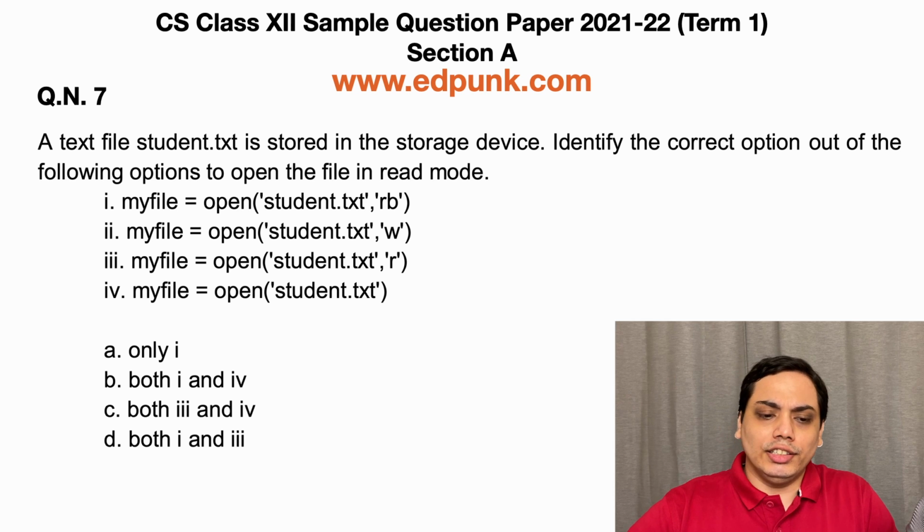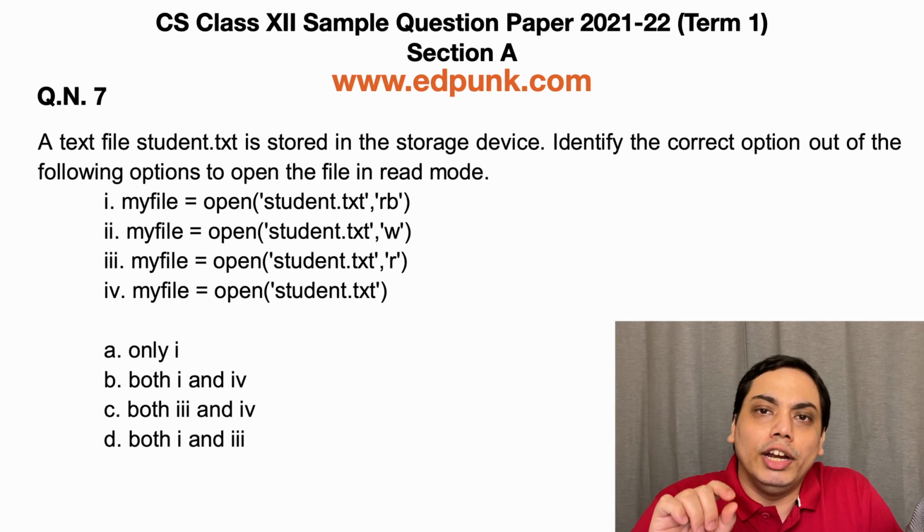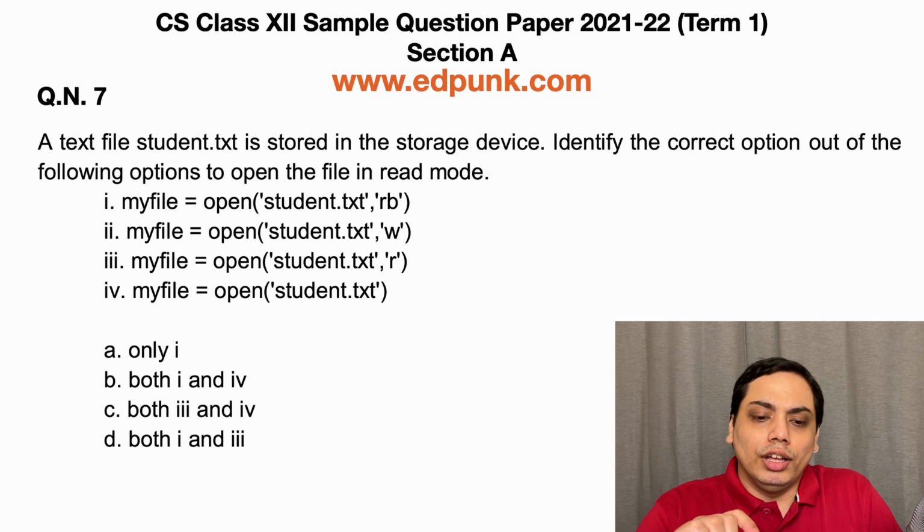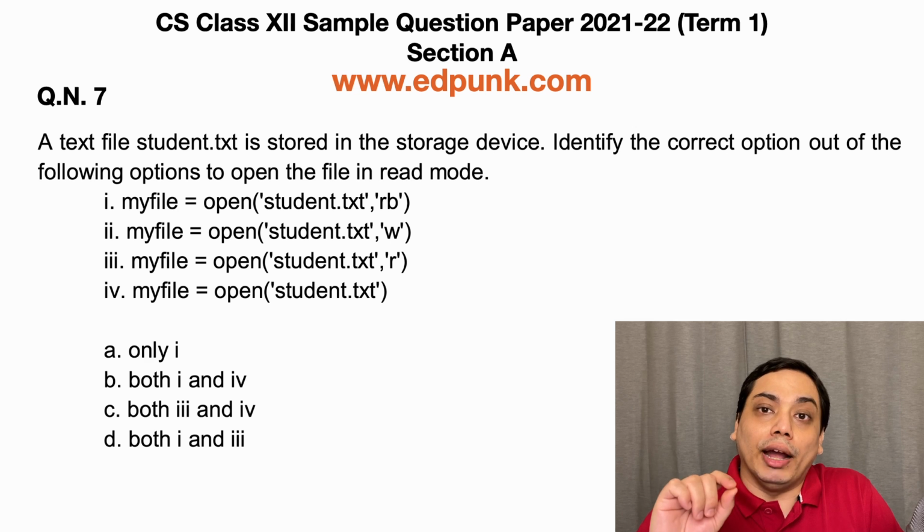In this case, it is mentioned that student.txt is actually a text file. So statement 1 is not correct because it is opening the file in binary mode, whereas we want to open the file in text mode. So statement 1 is not correct. It will throw an error.